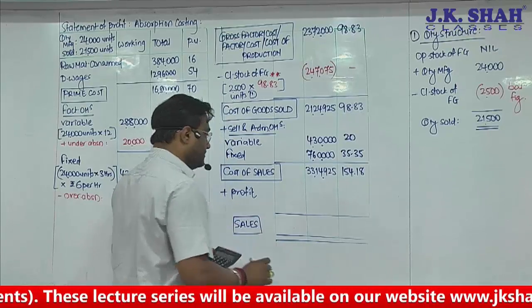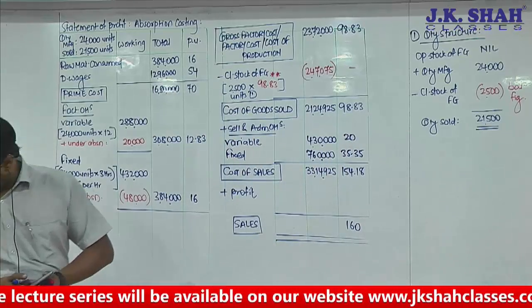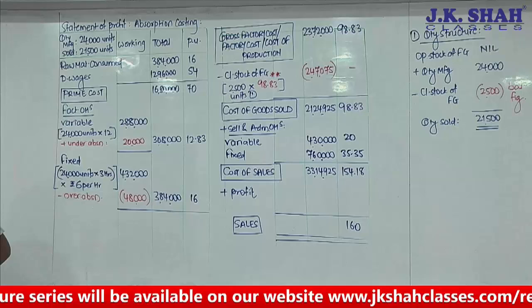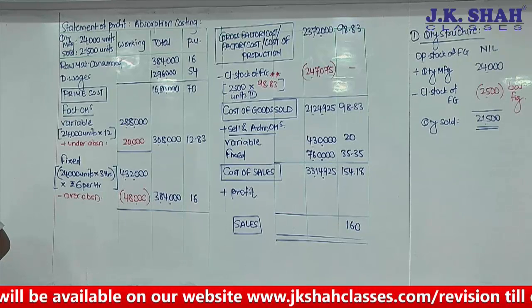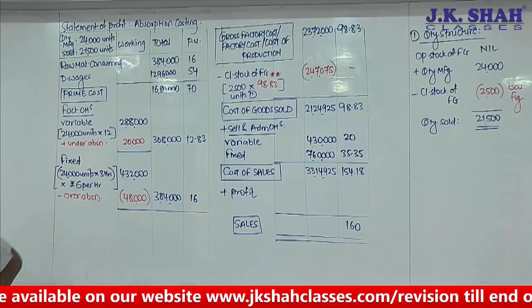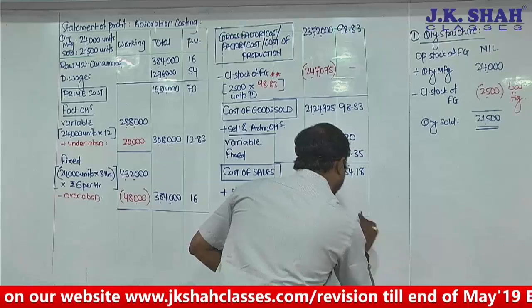Acha, selling price is 160. I think selling price is given to be 160. Yes, 168. Selling price is given to be 168.